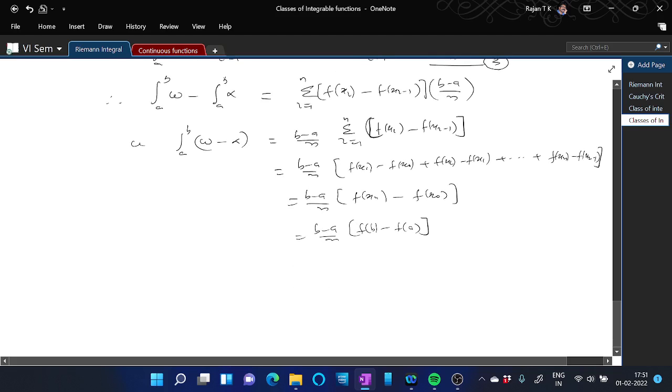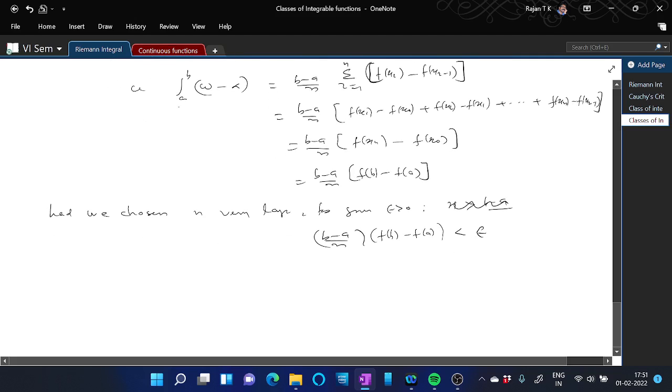Now, had we chosen this n very large, for a given epsilon positive, such that n is greater than (b minus a) into (f of b minus f of a) divided by epsilon, such that (b minus a) by n into (f of b minus f of a) is less than epsilon, then we would get integral a to b of omega minus alpha is less than epsilon. Number 4.